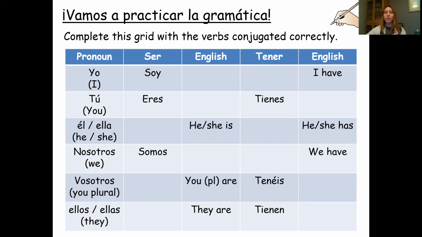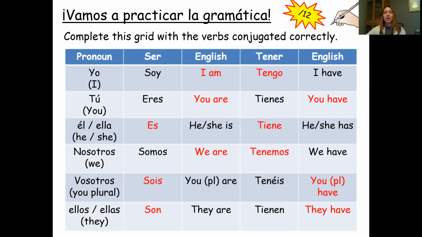So I would like you to refresh your memory, ideally do this task without looking in your book, and complete the grid with the verbs conjugated correctly where there are spaces. So write that grid in your book, give yourself lots of space to do that, and fill in the gaps. So pause this video for about 3 minutes whilst you do that task. Excelente. Vamos a ver. Let's see how you got on with that. So these are your answers.